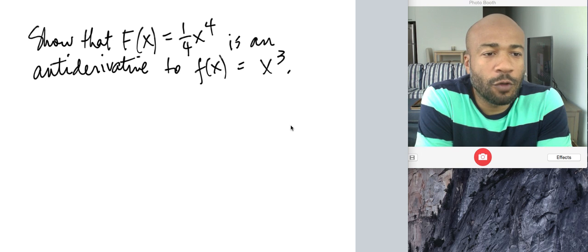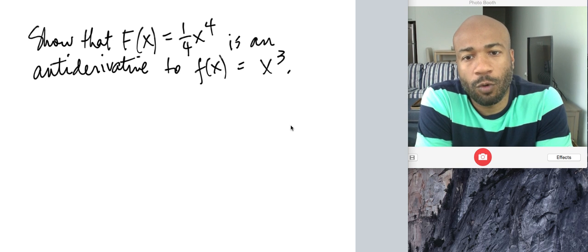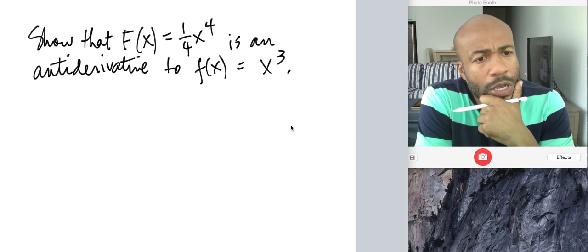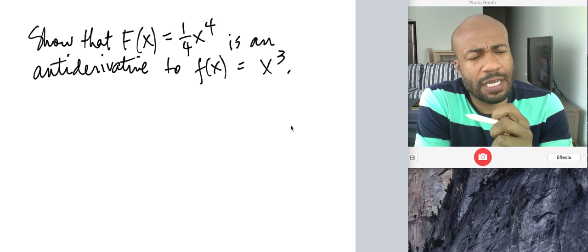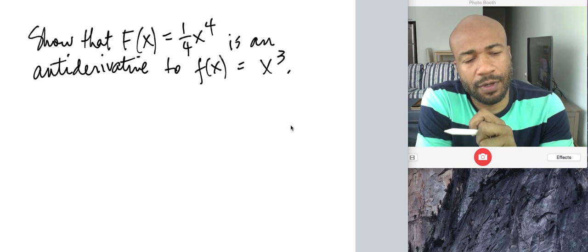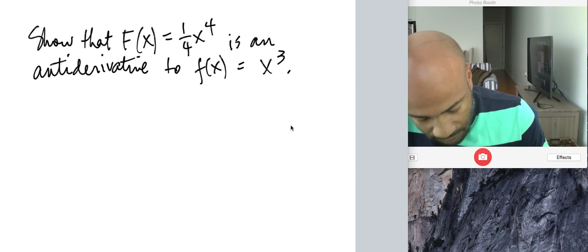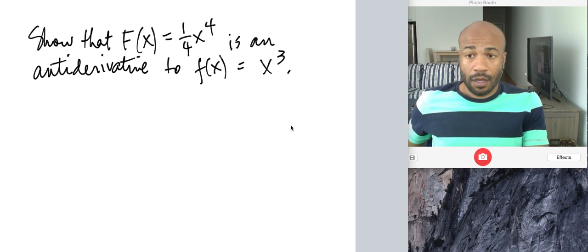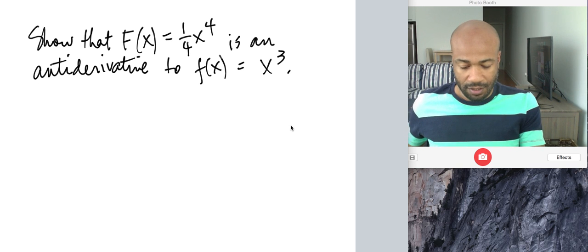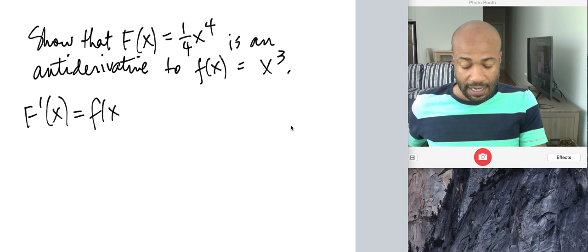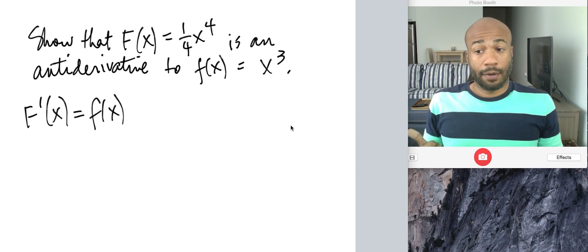Let's show that if I give you big F, which is 1/4 x to the 4th, it is an antiderivative of the little f function, x cubed. Ultimately, the definition stated that if you had big F and you took its derivative, you wanted to see if you could get to little f. So big F prime of x is equal to f of x. That's what we have to show.